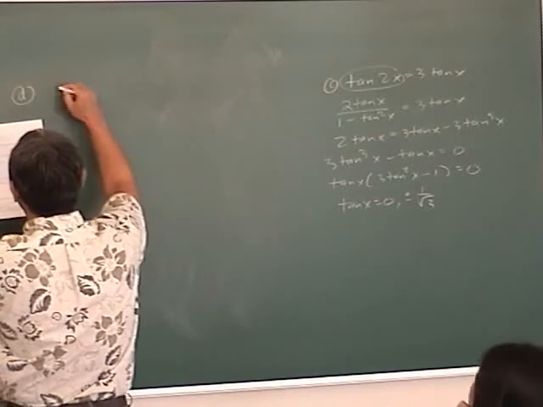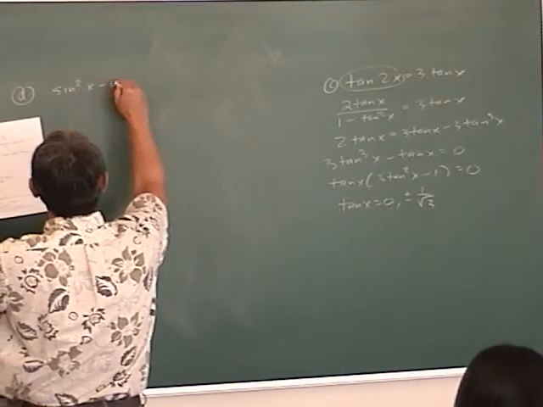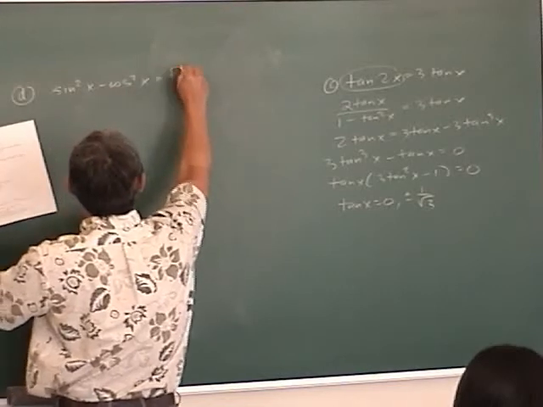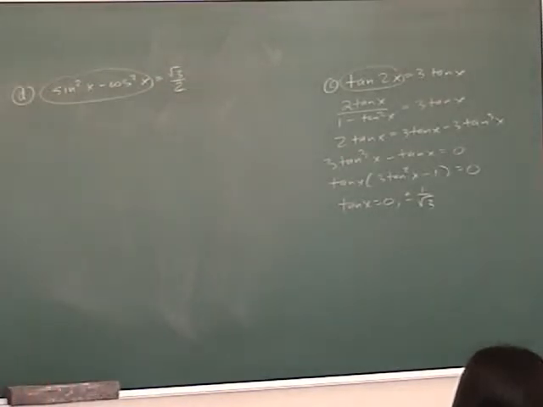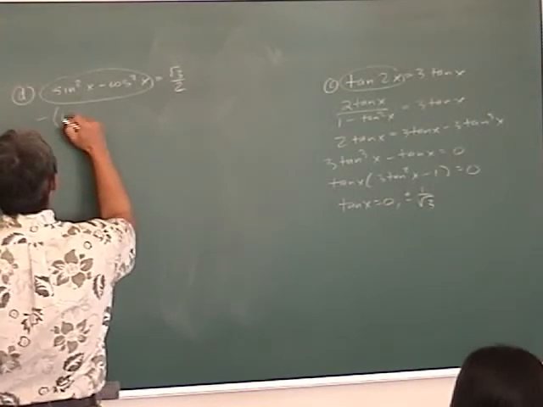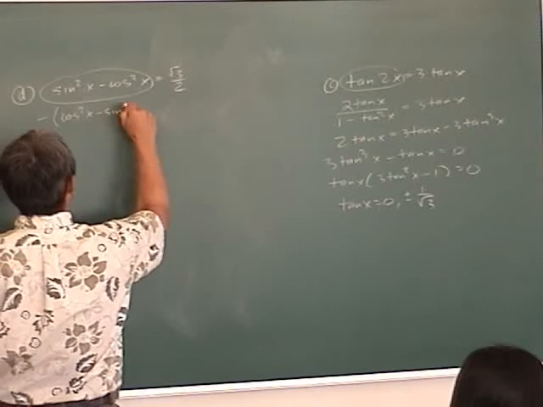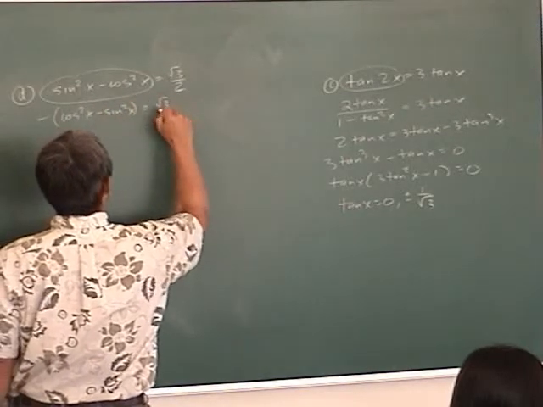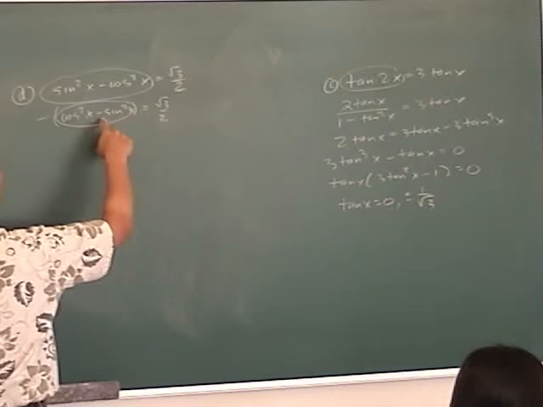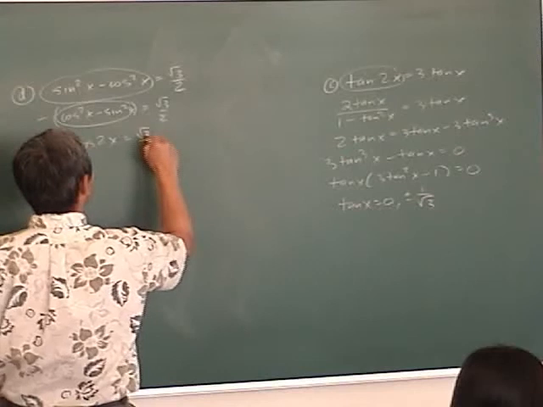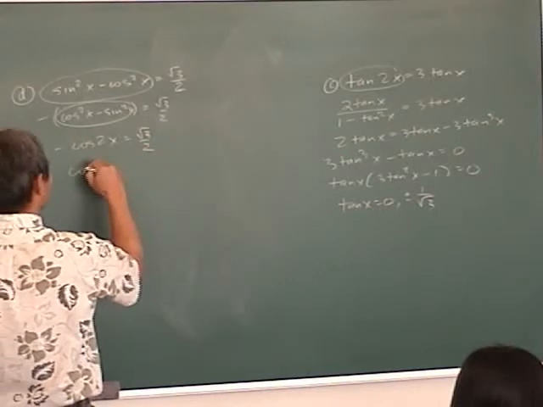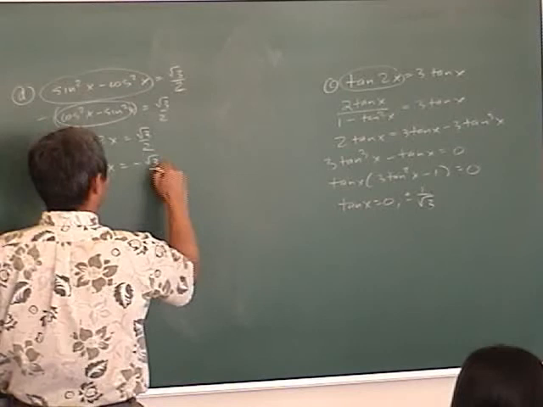D. Sine squared x minus cosine squared x equals root 3 over 2. Actually, that's negative, right? If you factor out the negative sign, you get cosine squared x minus sine squared x equals root 3 over 2. That's cosine 2x. And then you can just put the minus on this side. And that's a number I'm supposed to know.